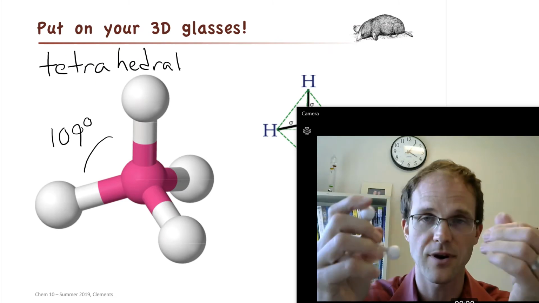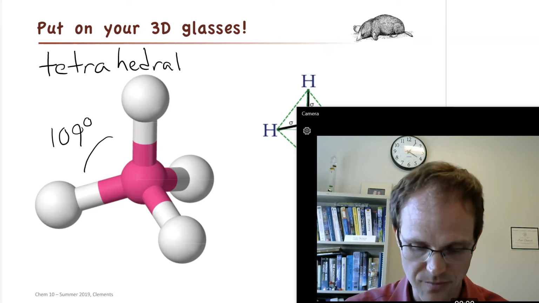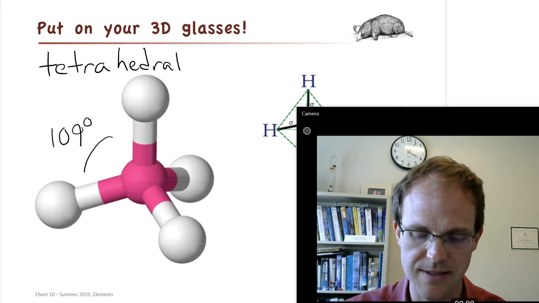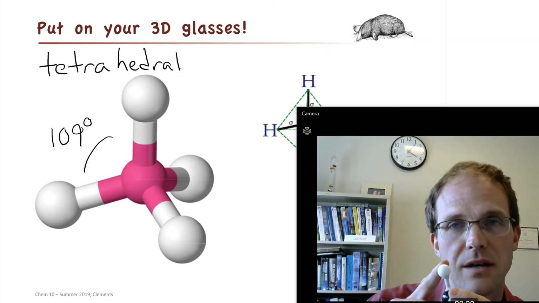So our 3 shapes so far: linear, trigonal planar, tetrahedral. Well, is that it? Are we done? Well, it turns out something funny happens in other cases. What's the case that happens where instead of an atom here, there's a lone pair here?